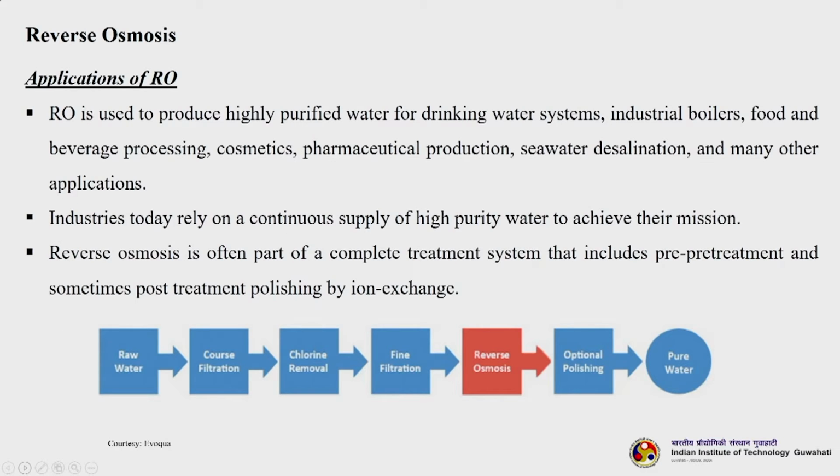Now let us try to understand and learn the different types of applications of RO. We will discuss 2-3 different applications. There are many. RO is used to produce highly purified water for drinking water systems, industrial boilers, food and beverage processing industries, cosmetics, pharmaceutical production, seawater desalination and many other applications. Today, industries rely on a continuous supply of high purity water to achieve their mission. Reverse osmosis is often part of a complete treatment system that includes pre-treatment and sometimes post-treatment polishing by ion exchange.